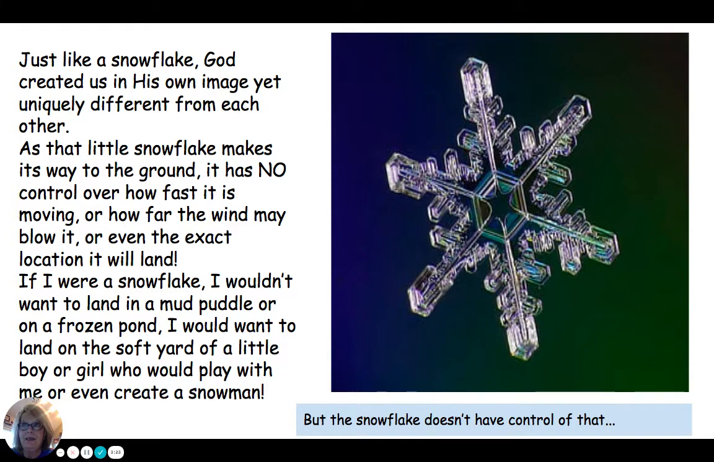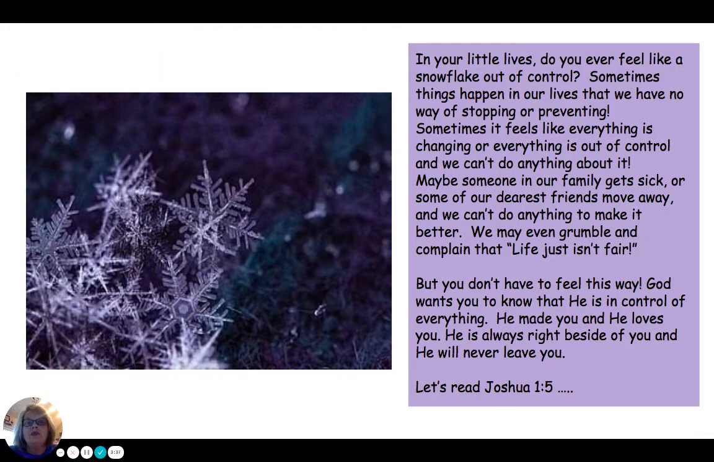I want you to think: you're created uniquely and differently from everybody else. There are no two of you littles that are the same, okay? And you really don't have any control either. Let's think about that. In your little lives, do you ever feel like a snowflake out of control? Sometimes things happen in our lives that we have no way of stopping or preventing. Sometimes it feels like everything is changing or out of control and we can't do anything about it.